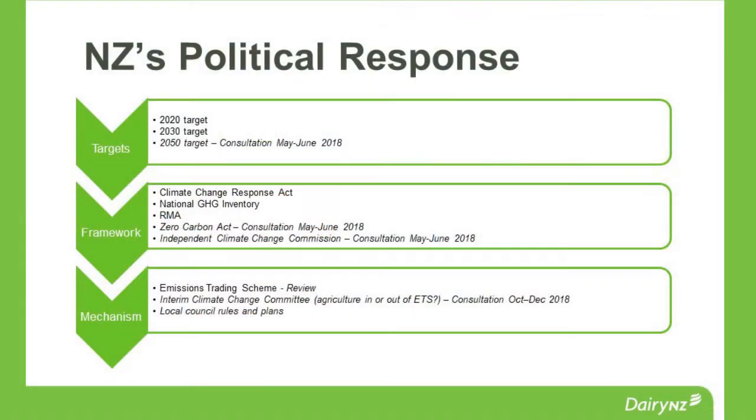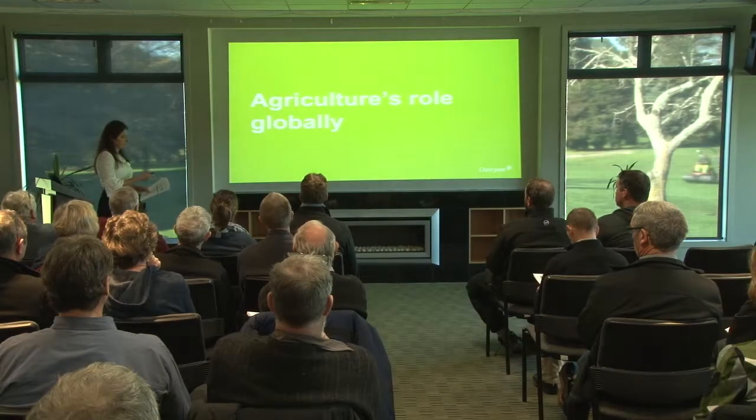And in terms of the tools that we have in place to help us meet those targets, we have the emissions trading scheme as the primary tool to incentivize reductions in emissions, and that's currently undergoing some review to help make the accounting for forestry a little bit smoother. And we also have local council rules and plans. So the other thing here, the Interim Climate Change Committee, the Commission, and the Zero Carbon Act will be areas that are covered in our upcoming presentations.